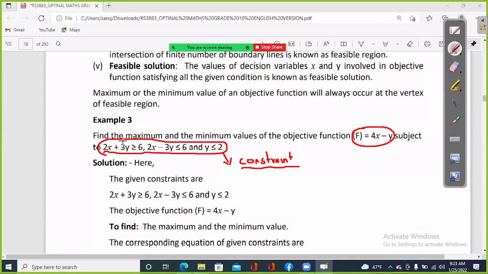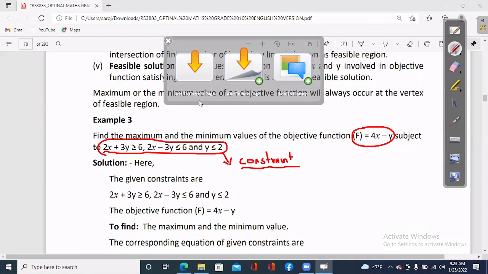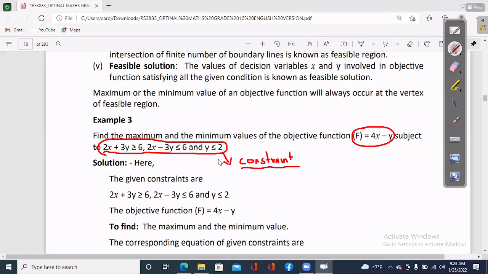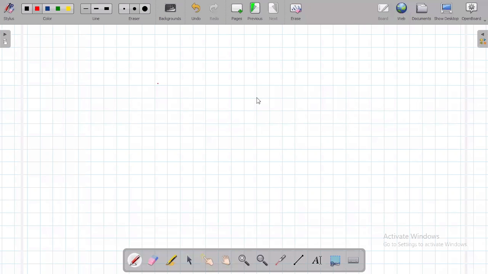So let's copy these inequalities, all of you. Let's copy the inequalities, all of you. Christy, did you copy the inequalities? Yes, sir. Okay, please tell me, let Christy tell me what is the first inequality? 2x plus 3y is greater than or equal to 6.